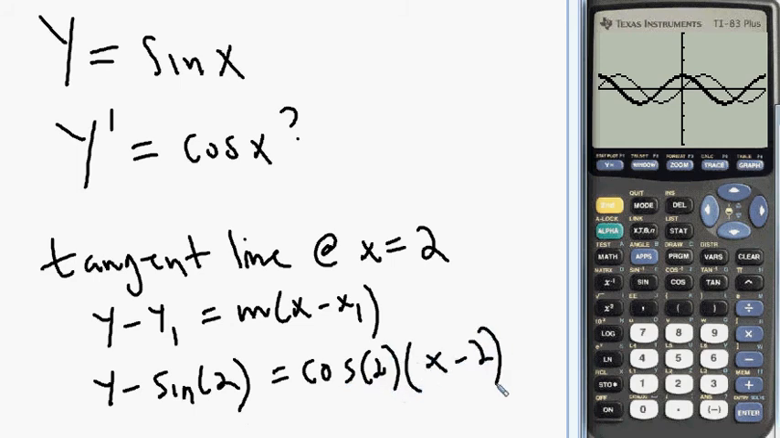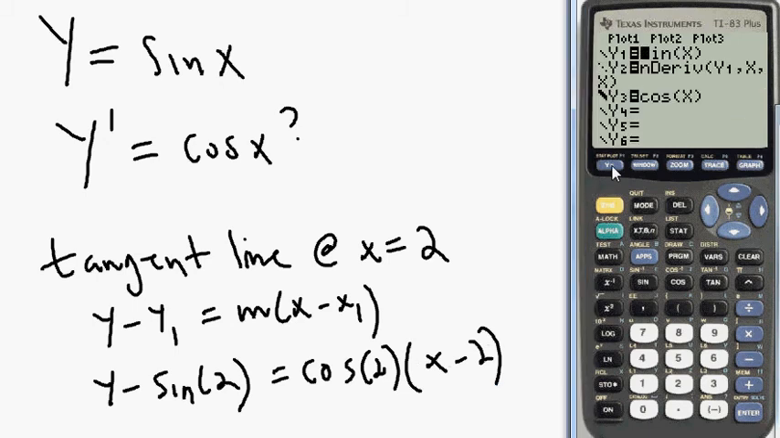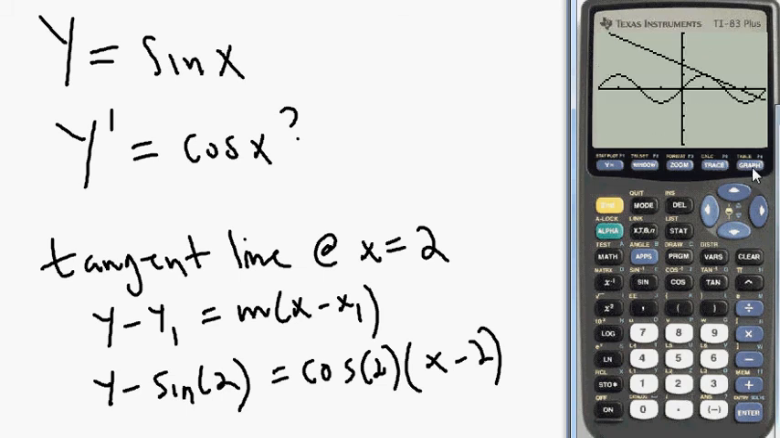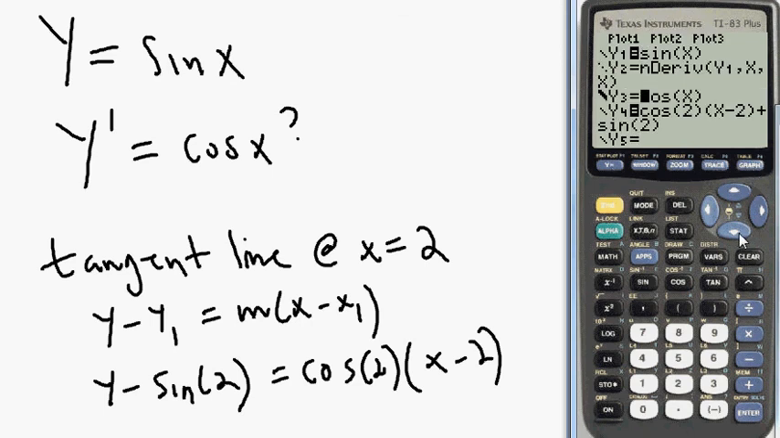Okay. Now to get this in our calculator, we're going to add sine of 2 to both sides, which is easy enough. I'm going to turn off this nDeriv. I'm going to leave it in there, but turn it off for now. And I'm going to put this equation in for the line. So cosine of 2 times x minus 2, plus, because we have to add sine of 2 to both sides, plus sine of 2. Okay, and this should come in as a tangent line. There's a sine curve, and indeed, looks pretty tangent. We can zoom in, and you can play around on your own with your own calculator to see that that is tangent.